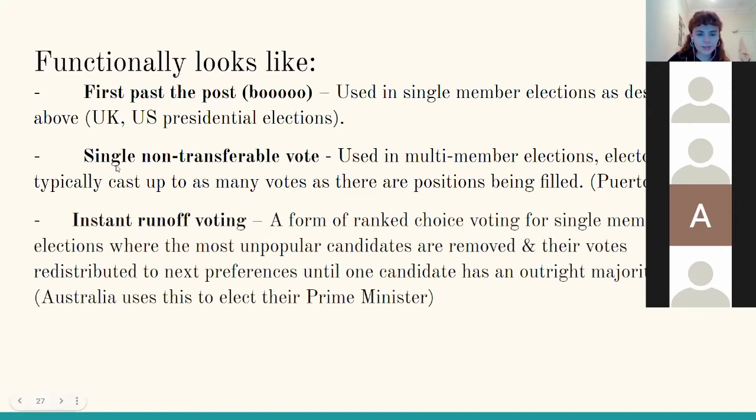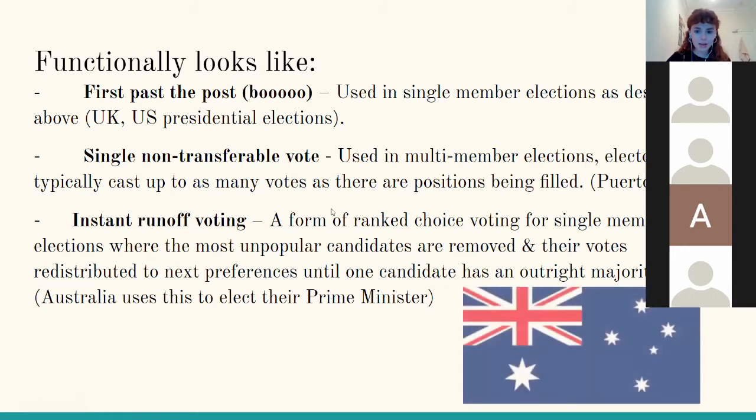Instant runoff voting. So this is a form of ranked choice voting for single member elections. But in this case, instead of single transferable vote, you still rank candidates, but instead of the person with the most votes winning, the most unpopular candidates are removed and you redistribute votes to next preferences until one candidate has an outright majority. So an example of this is Australian elections for Prime Minister.